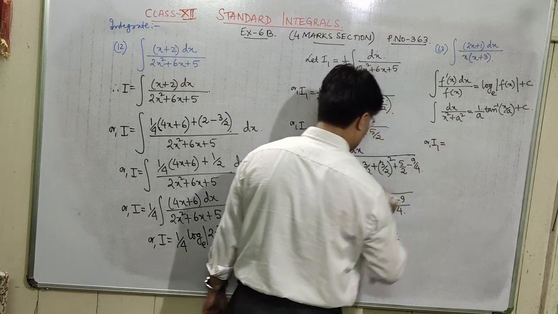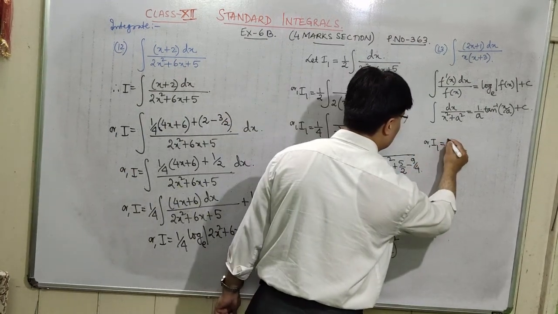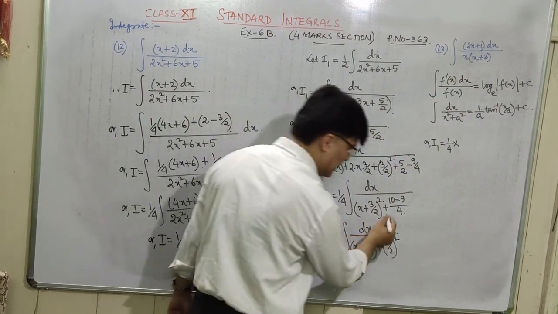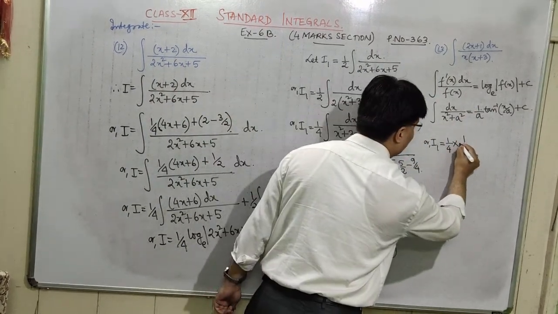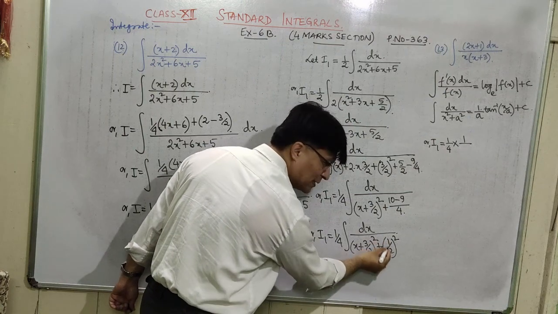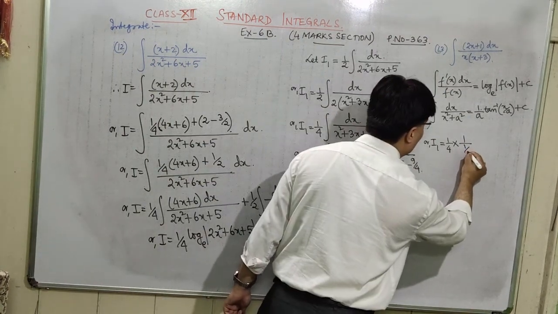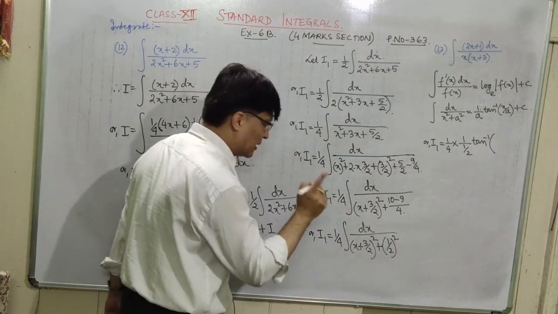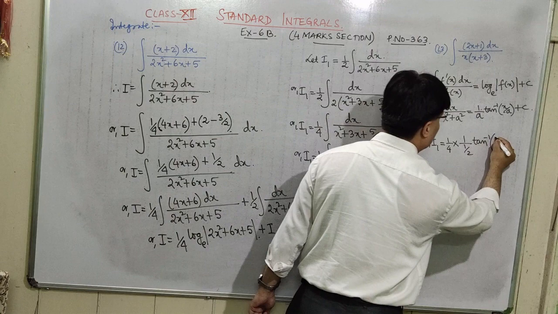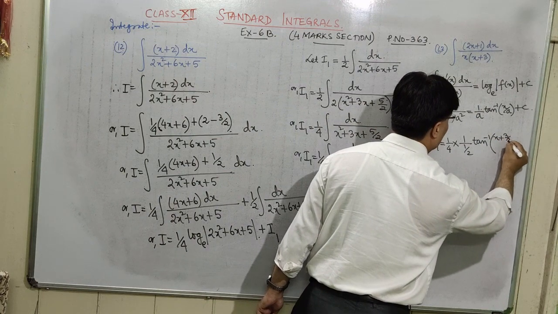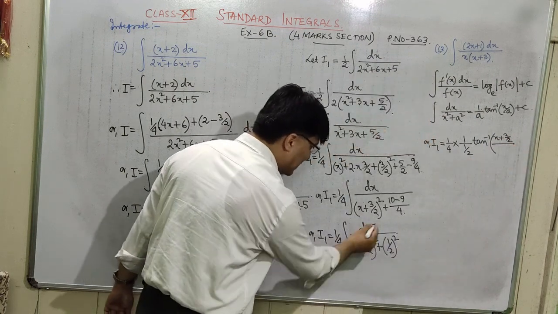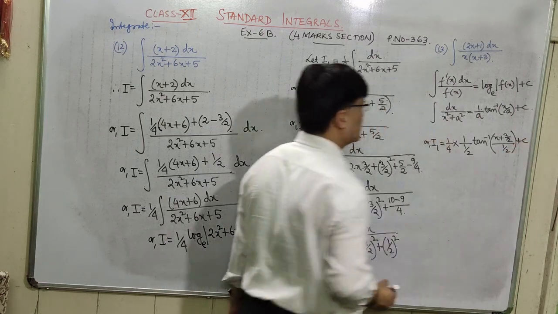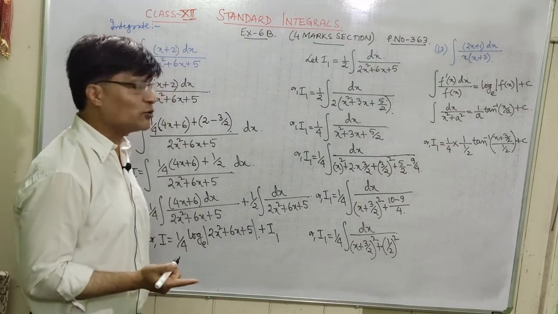So I1 is equal to 1/4, the constant is there, you have to write it. Right, 1/4 into, now write down the formula. What is 1 by a? 1 upon, what is the value for a in this case? Constant half. 1 upon 1/2. Then you have to write tan inverse within bracket. What is x? x plus 3 by 2 divided by, what is a? a is half, bracket closed, plus c. So I think you have understood it.